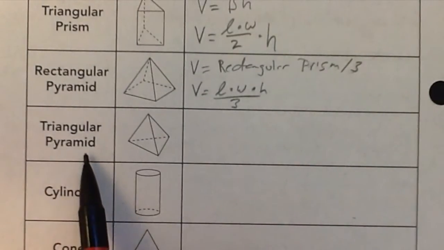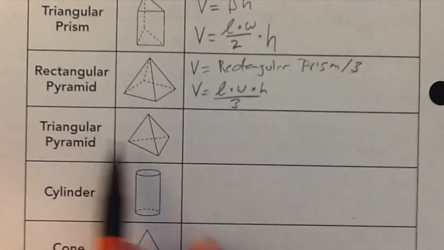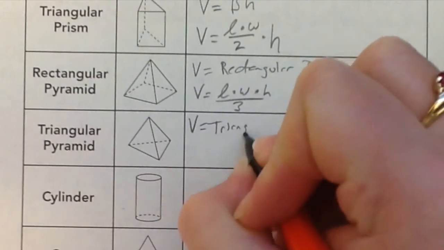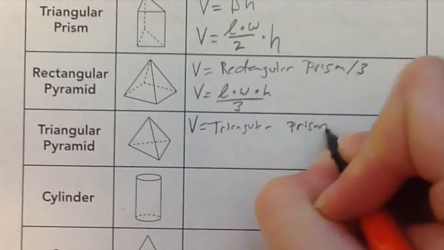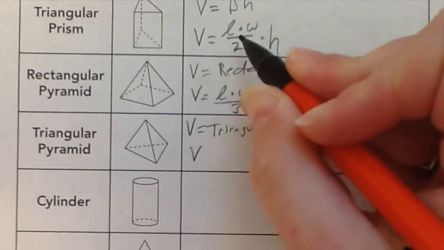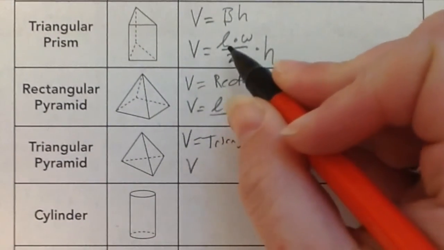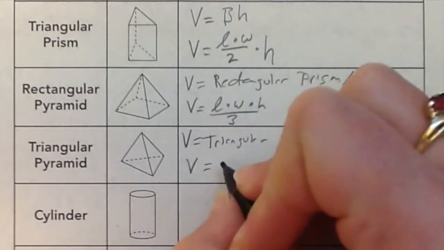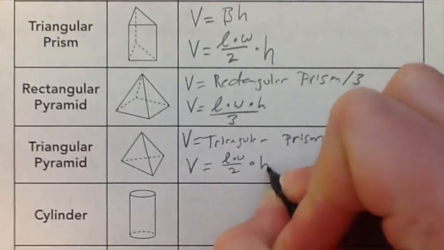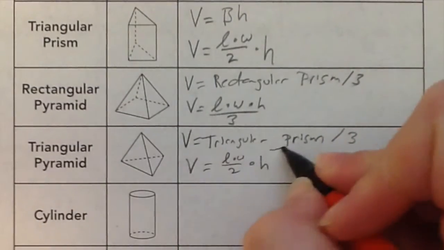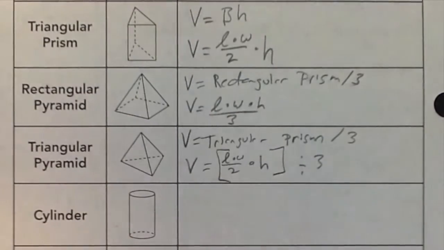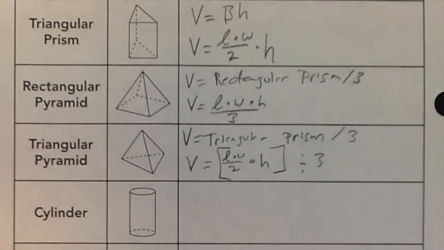For a triangular pyramid, it's similar. It's 1/3 of the triangular prism. So that's whatever the area of that triangle is, the length times width divided by 2, all that times the height, and then that divided by 3. Probably happy we didn't have to do those in this lesson.